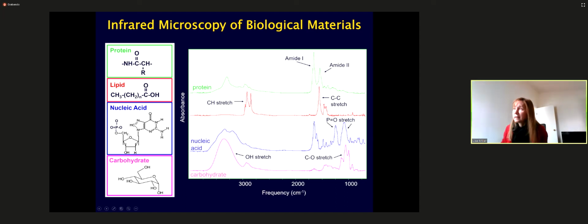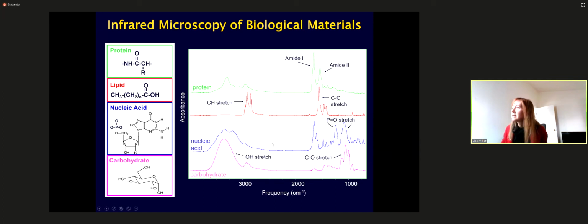In nucleic acids, that's DNA and RNA, we have phosphate groups on them. And so it's the phosphate group that helps us to identify nucleic acids the best, because you have both an antisymmetric and a symmetric phosphate stretching mode down in the lower frequency region that doesn't overlap with the CH or the amide bonds.